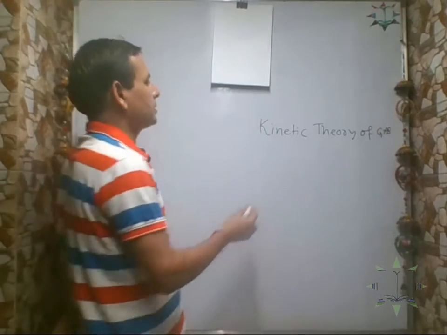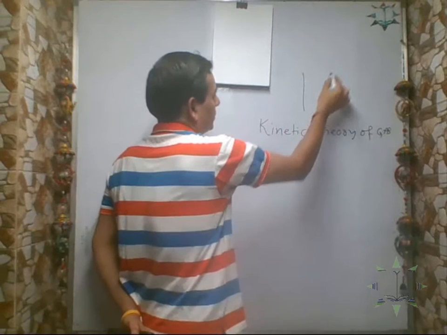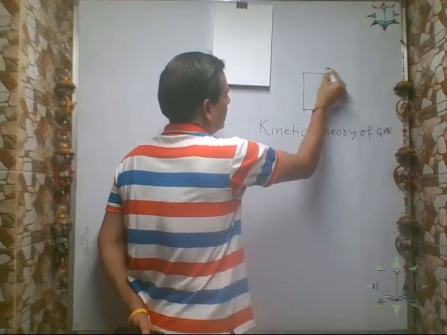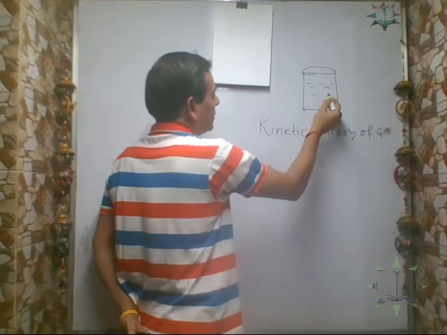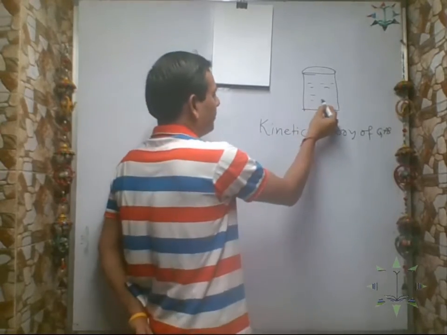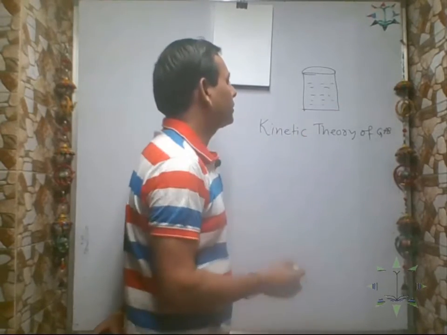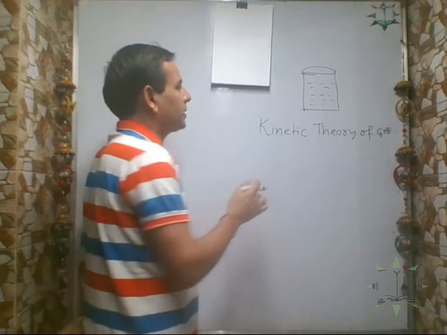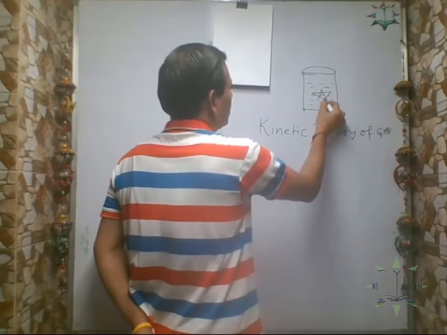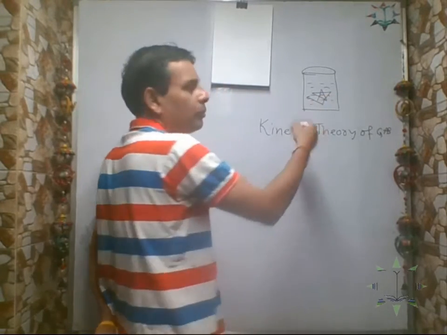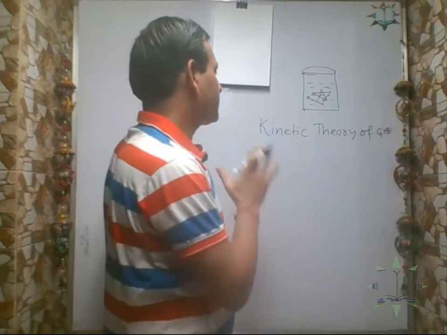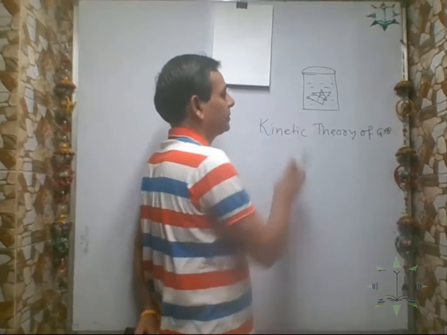Now, if you consider a gas, suppose a gas is kept in a gas jar. This is a gas inside a container. Okay. Now the gas molecules of this gas are continuously moving from one point to other. They are continuously in movement. Okay. So we will study about the behavior of the gas.